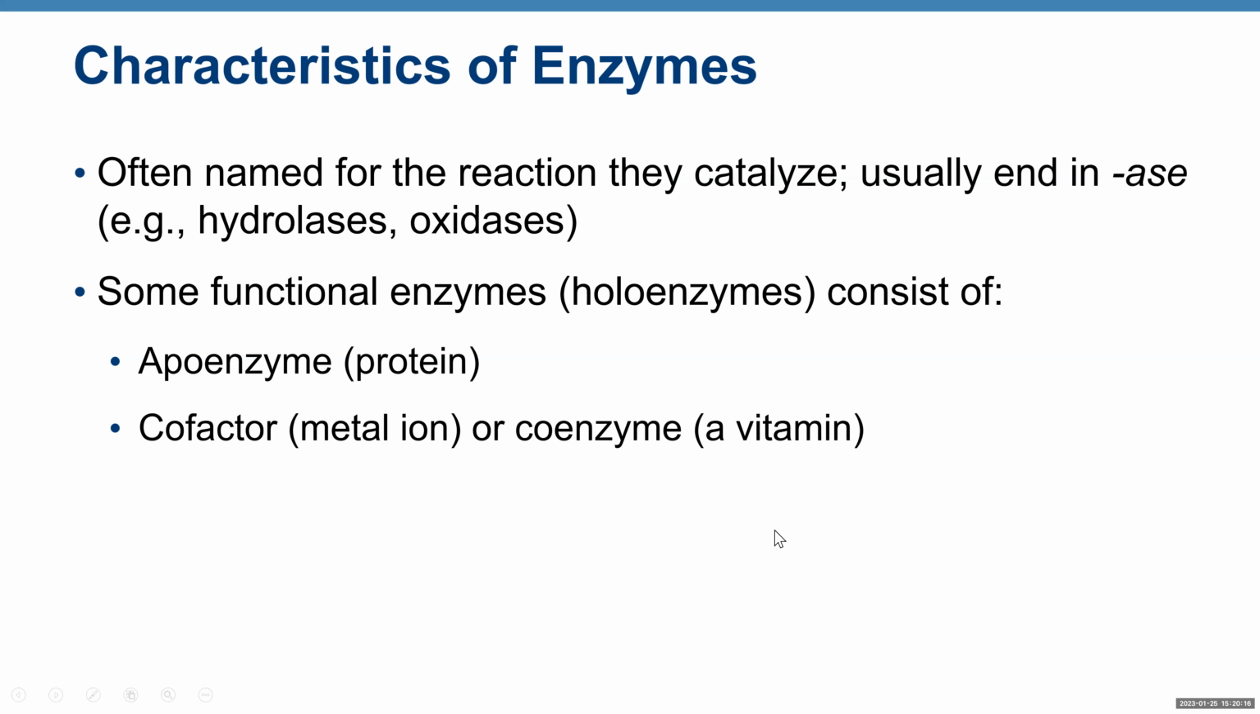Characteristics of enzymes. They are often named for the reactions they catalyze, and usually end in -ase, like hydrolase, oxidase. Some functional enzymes consist of protein, apoenzyme, and a cofactor that can be some ions or vitamin. If it's a vitamin, we call it coenzyme.